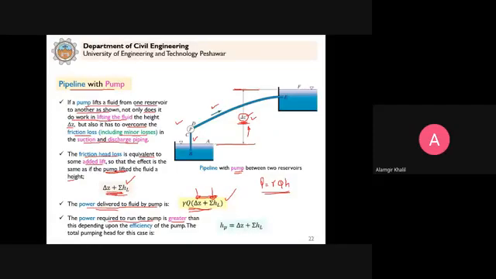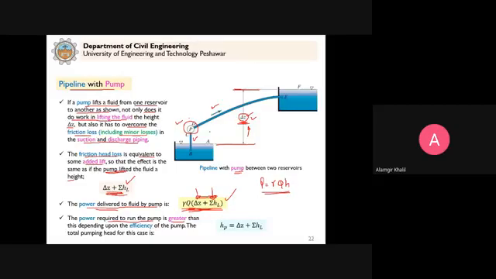Because the pump is not 100% efficient. As we already studied, none of the machines is 100% efficient. If the pump is 100% efficient, then this is the power required for the pump to deliver. But since no machine is 100% efficient, it has an efficiency of 80%, 90%, 95%.